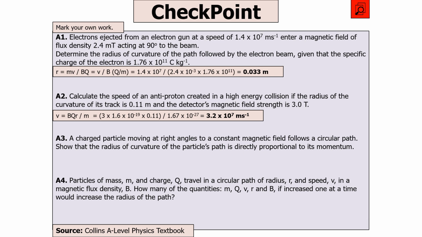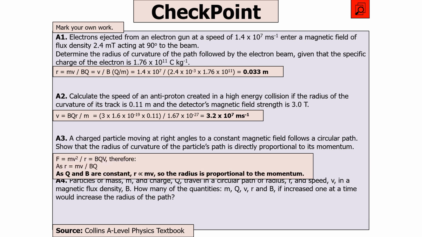How do we show it's directly proportional? Like we said, the centripetal force is equal to mv squared over r, but the centripetal force in this context is the magnetic force, which is equal to Bqv. So therefore, mv squared over r equals Bqv. Rearrange that to be r equals mv over Bq.